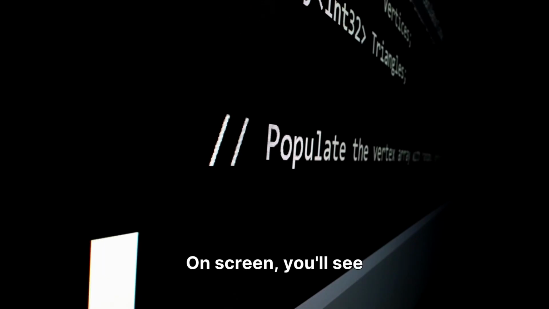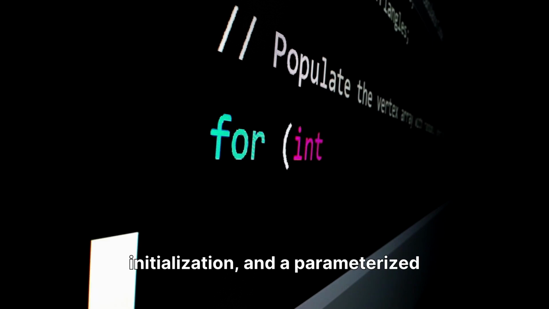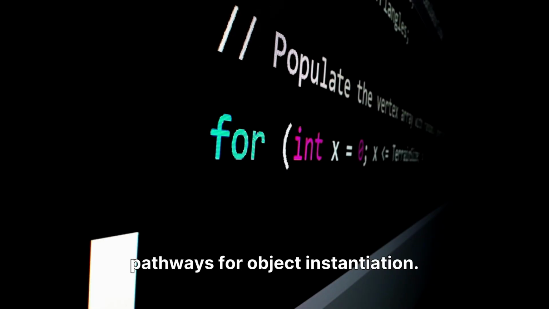On screen, you'll see it enhanced with a default constructor for basic initialization and a parameterized one for specific name and age assignment. This demonstrates how a class can offer multiple pathways for object instantiation.